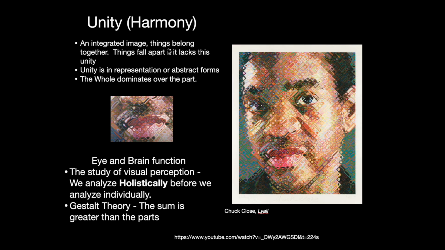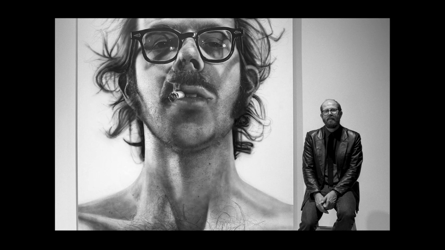So an integrated image means that things belong together; things fall apart if it lacks this unity. If you don't create this unity, it just becomes random and blurry and nothingness. The whole needs to dominate over the part. So when you see an individual part, it may not mean anything, but when you put those parts together, it becomes unified. The eye and the brain function in the study of visual perception. We analyze holistically before we analyze individually, the Gestalt theory. So that's the sum is greater than the parts.